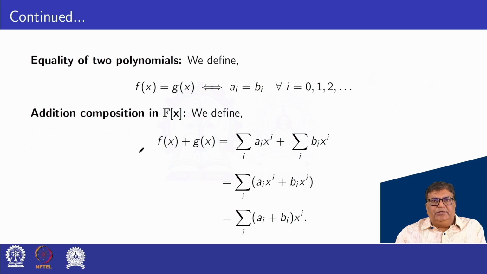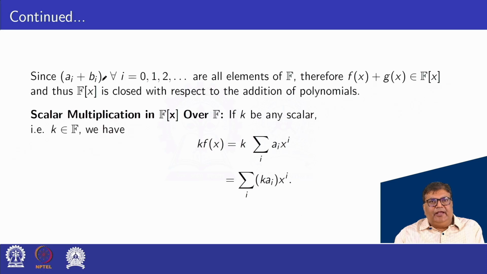Addition composition: f(x) + g(x) = summation aᵢxⁱ + summation bᵢxⁱ. So this can be written as summation (aᵢxⁱ + bᵢxⁱ), that is summation (aᵢ + bᵢ)xⁱ. Since aᵢ + bᵢ for all i are elements of F, therefore f(x) + g(x) is an element of F[x], and thus F[x] is closed with respect to the addition of polynomials.